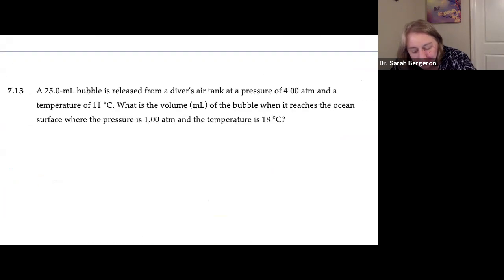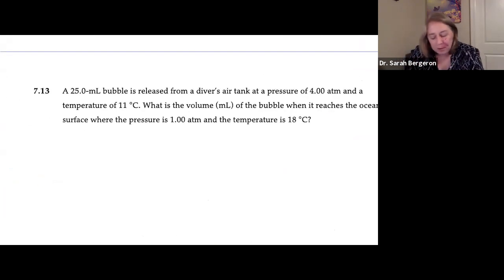All right. A 25 milliliter bubble is released from a diver's tank at a pressure of 4 atm and a temperature of 11 degrees Celsius. What is the volume of the bubble when it reaches the ocean surface where the pressure is 1 atm and the temperature is 18 degrees Celsius?